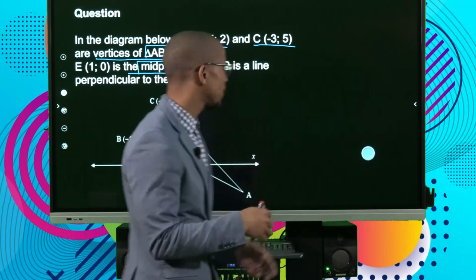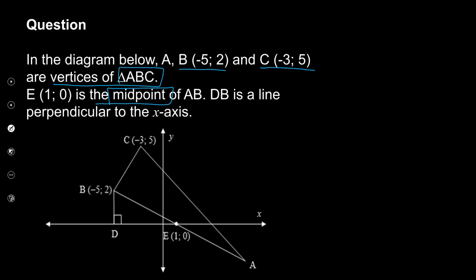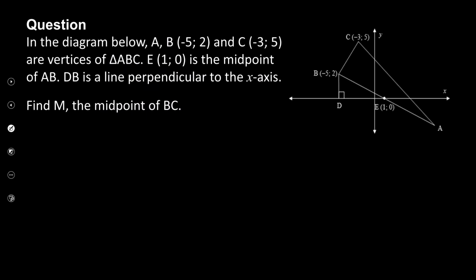Now they're saying here the last thing is DB is perpendicular to the x-axis. So in simple terms, it means that the distance from here to there will be whatever the x value is there, which is -5. So the distance will be 5 units. But let's just see what they want us to do.